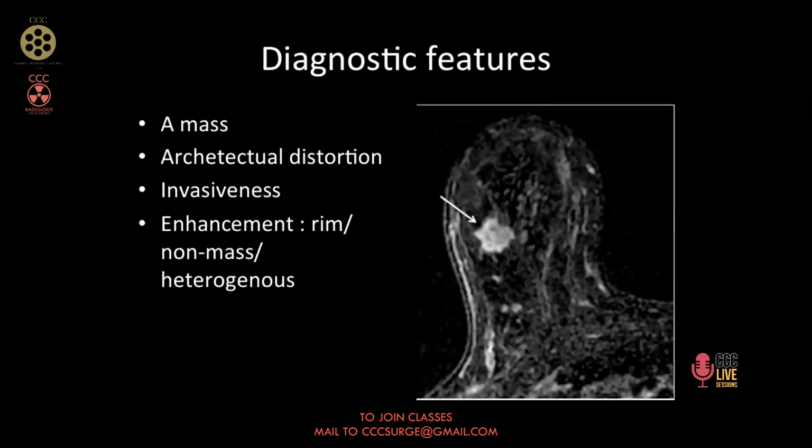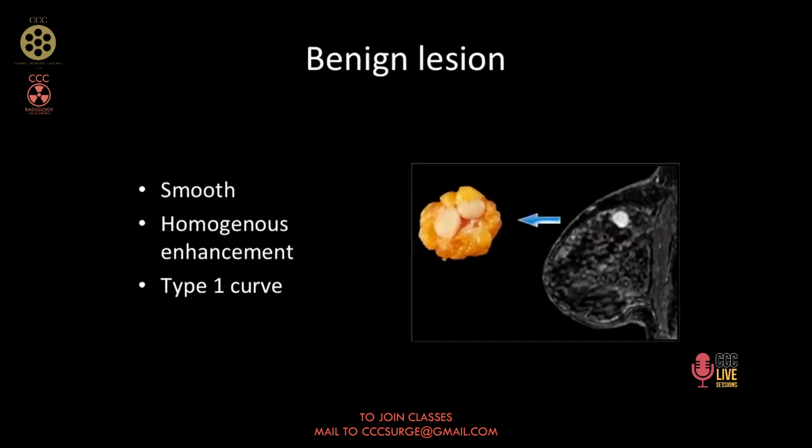Now, once again, the criteria are fixed: mass, architectural distortion, invasiveness, and the term enhancement, which is rim or non-mass. I'm going to tell you what a rim and a non-mass enhancement are. Look at this. This is a clear-cut lesion with homogeneous enhancement and a type 1 curve. I will tell you what a type 1 curve is. So this is a distinctly benign lesion, no confusion.